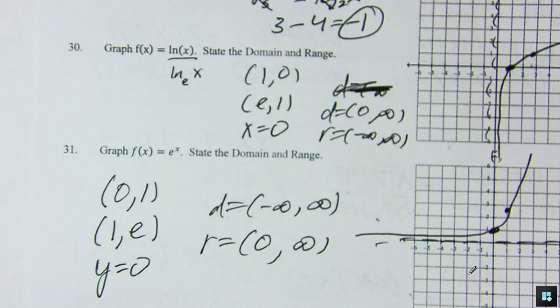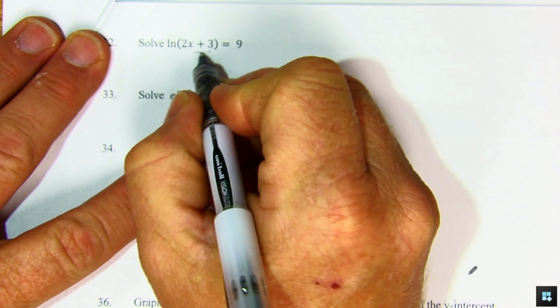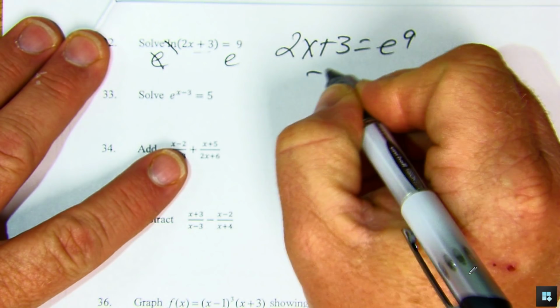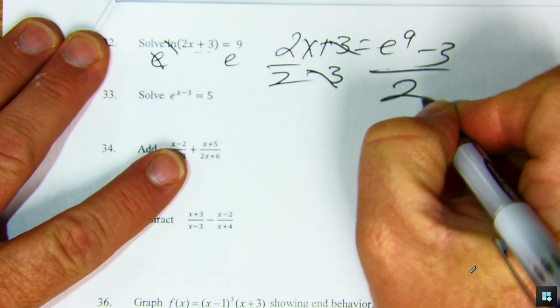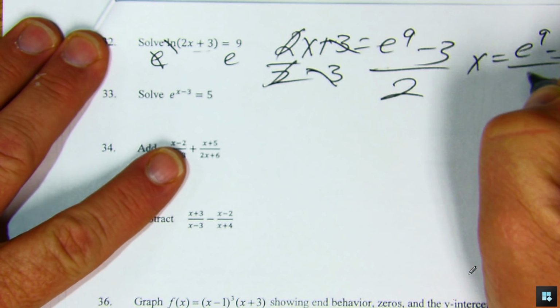Okay, folks, turn the page. Let's try to get through this page right here, huh? Okay, solve ln of 2x plus 3 equals 9. Ln's all by itself, so take e to the power. 2x plus 3 equals e to the 9. Subtract the 3. Divide by 2. X equals e to the 9th minus 3 over 2.